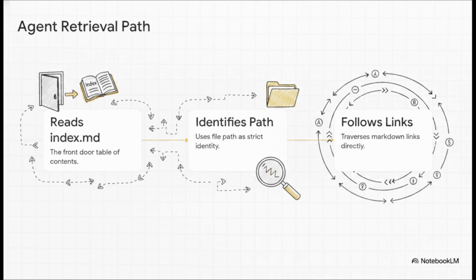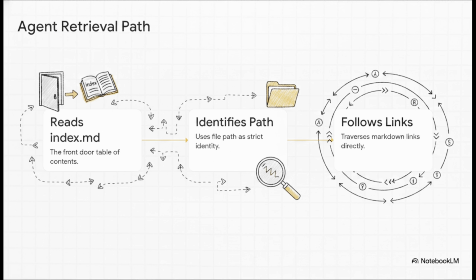By carefully designing your file paths and linking concepts, you guarantee consistent performance. Here's how the agent actually navigates. It starts at a reserved file called index.md, which is basically the front door or table of contents. From there, it finds the strict identity of a concept based solely on its file path. And then, it just follows ordinary markdown links.